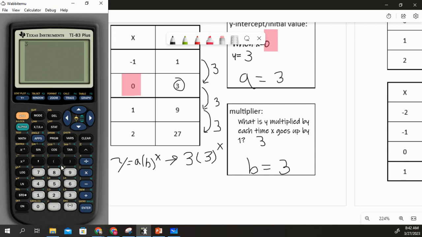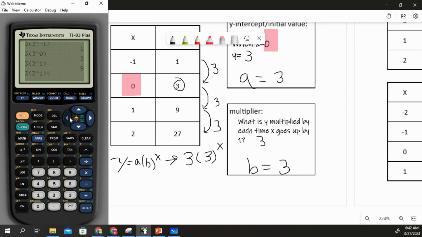So we got 3 times 3 to the negative first power, which gives us 1. So that works out. Let's try our next one. Next one that we got is 0. So let's put in 0. That works out too. And let's check 1. Yep.